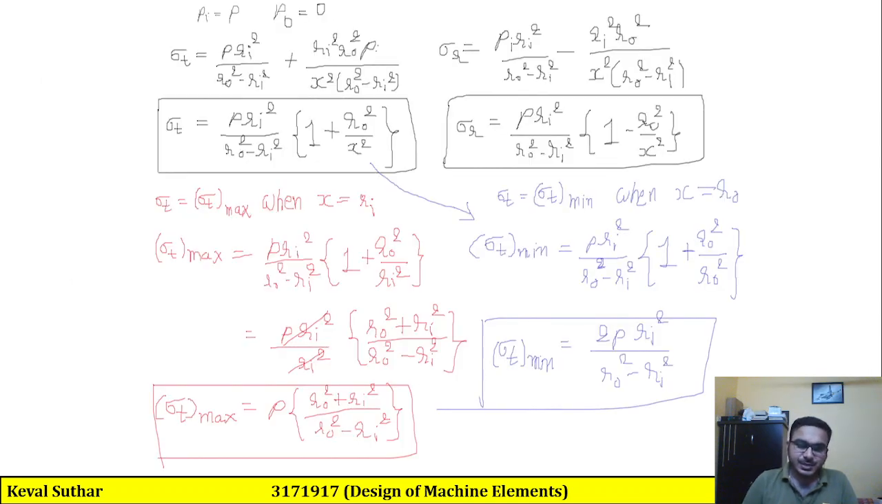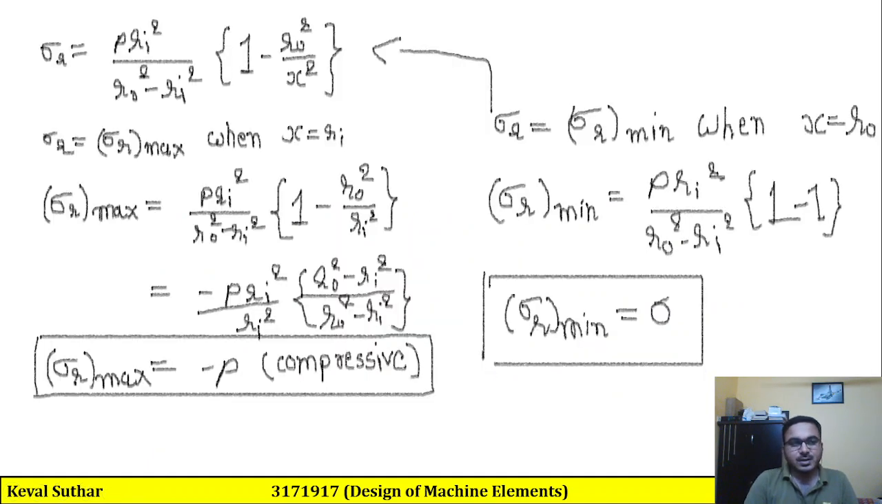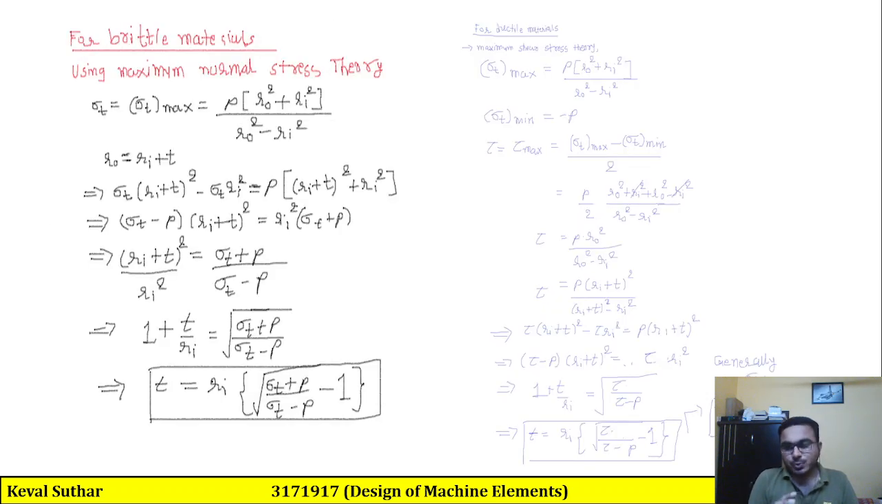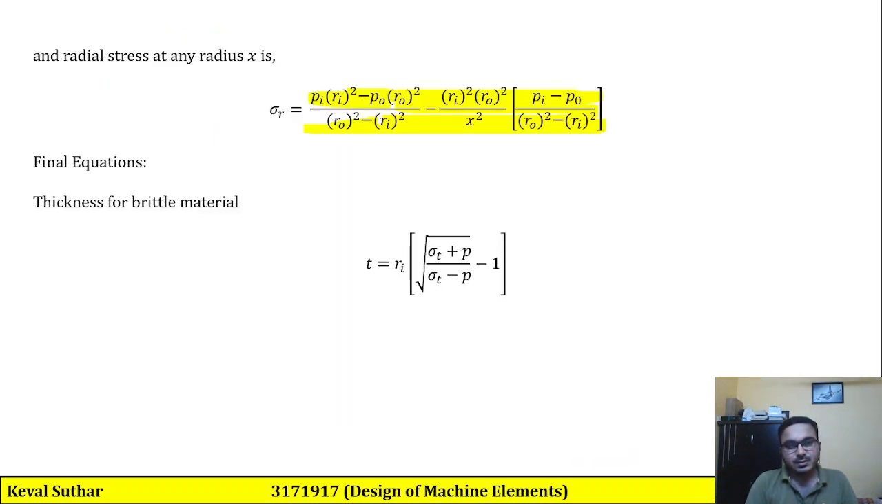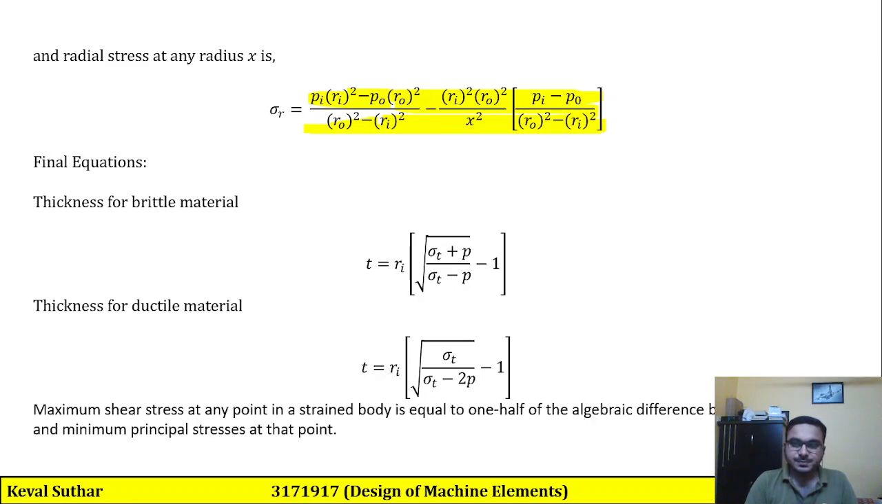Here you can see that we have derived the maximum value and minimum value of this tangential stress. After that, we also calculated the maximum and minimum value of radial stress based on Lame's equation. Now we took two different cases. First, for the brittle material, we obtained the thickness, which is based on the maximum normal stress theory, and then we applied the same approach for the ductile material based on the maximum shear stress theory. We obtained the value of thickness for both kinds of materials. So these are the final equations that we have obtained.